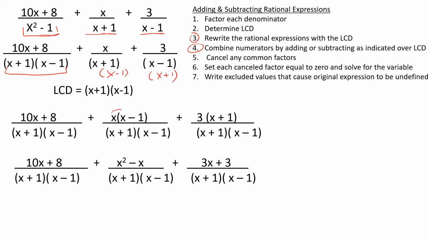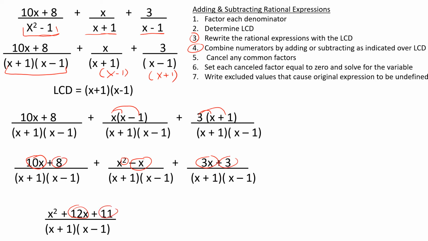So here I'm going to take x times x, which gives me x squared, and x times a negative 1, which gave me a negative x, and 3 times x gave me 3x, and 3 times 1 gives me 3. And now I'm going to add like terms. I'm going to start with looking at the highest power. So here's my highest power, x squared. It's the only one, so I'm going to end up with x squared. And then here I took the 10x minus x is 9x, and 9x plus 3x is 12x. So that's how I got the 12x. And then I took my constants, 8 plus 3 is 11.